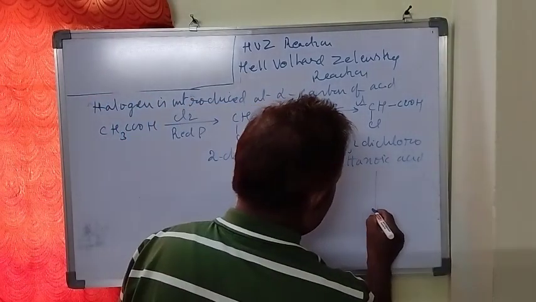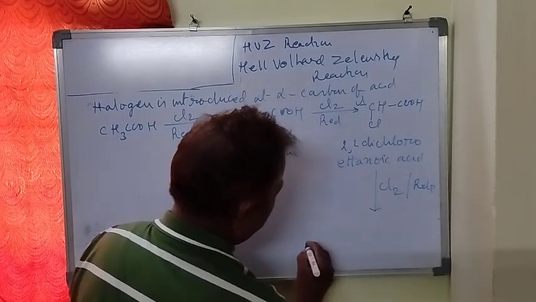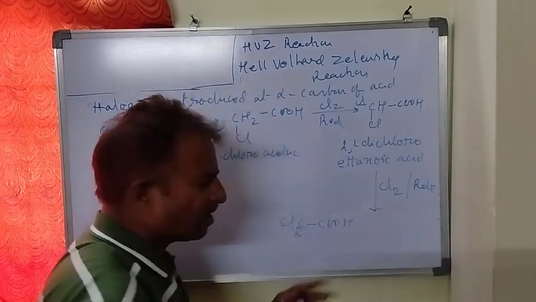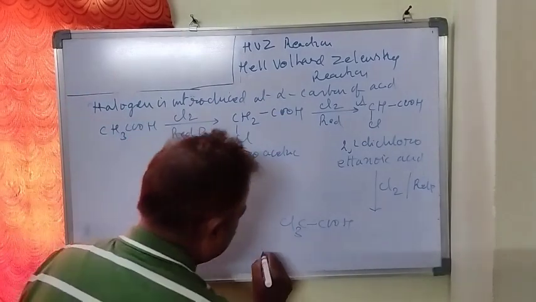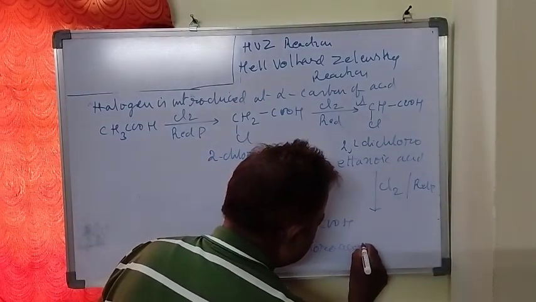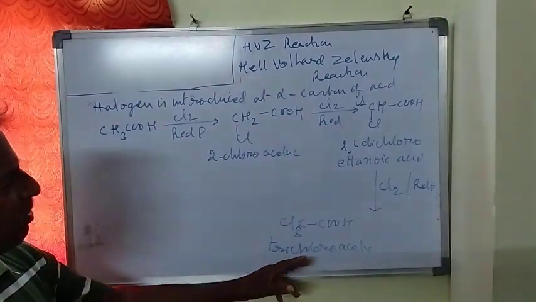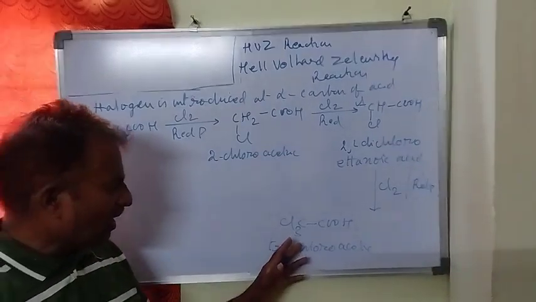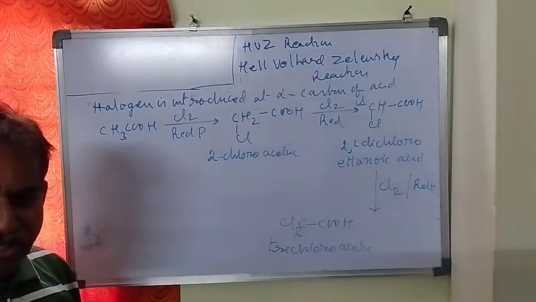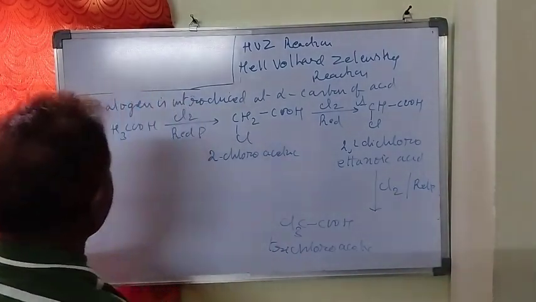On treatment in the next step with chlorine in the presence of red phosphorus, we get CCl3COOH. This is trichloroacetic acid. It can be named 2,2,2-trichloroacetic acid also, but the locants may not be necessary because there is only one carbon atom besides the carboxylic acid carbon. So it is trichloroacetic acid.